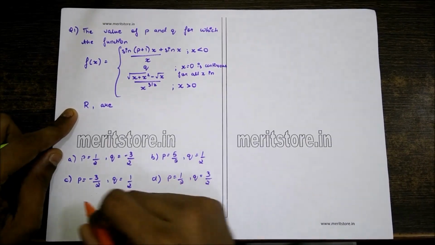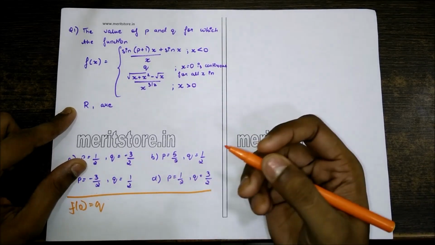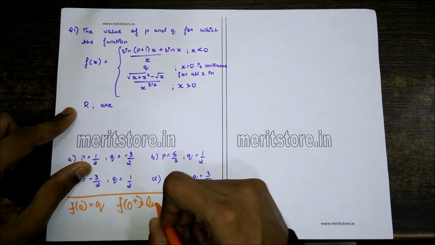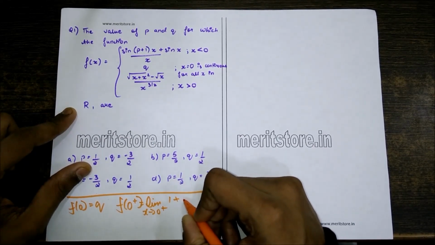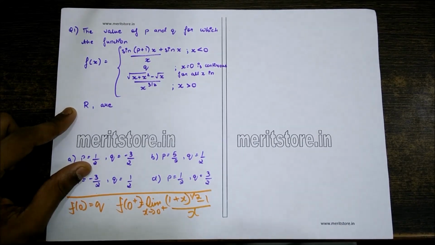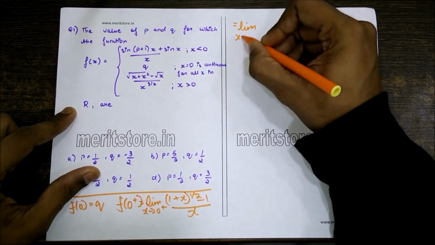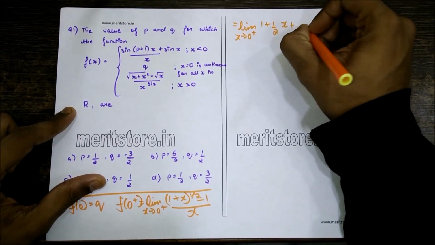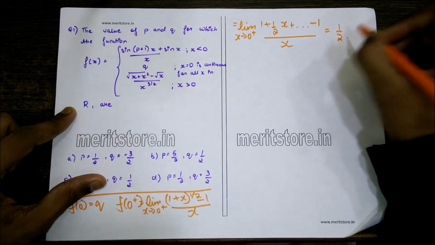So from this we know f of 0 is equal to q, and we can say f of 0 plus is equal to limit of x tends to 0 plus, (1 plus x) raised to 1 by 2 minus 1 upon x. Now this equals limit of x tends to 0 positive, 1 plus 1 by 2 x plus so and so on, up to minus 1 upon x, which gives half.